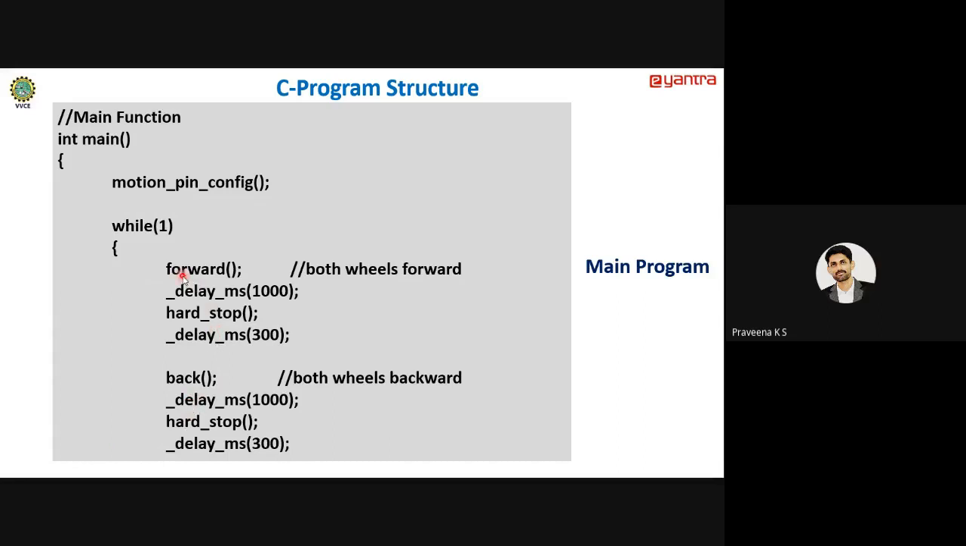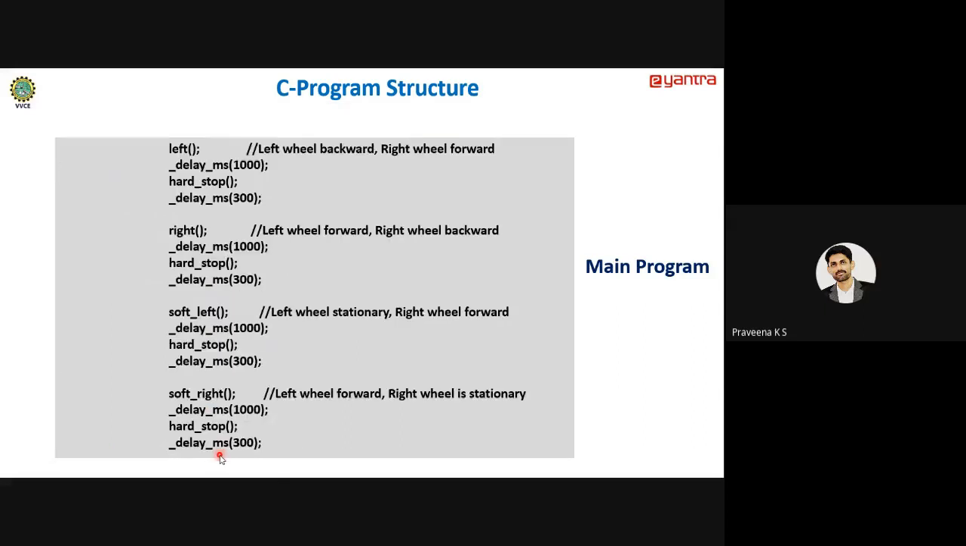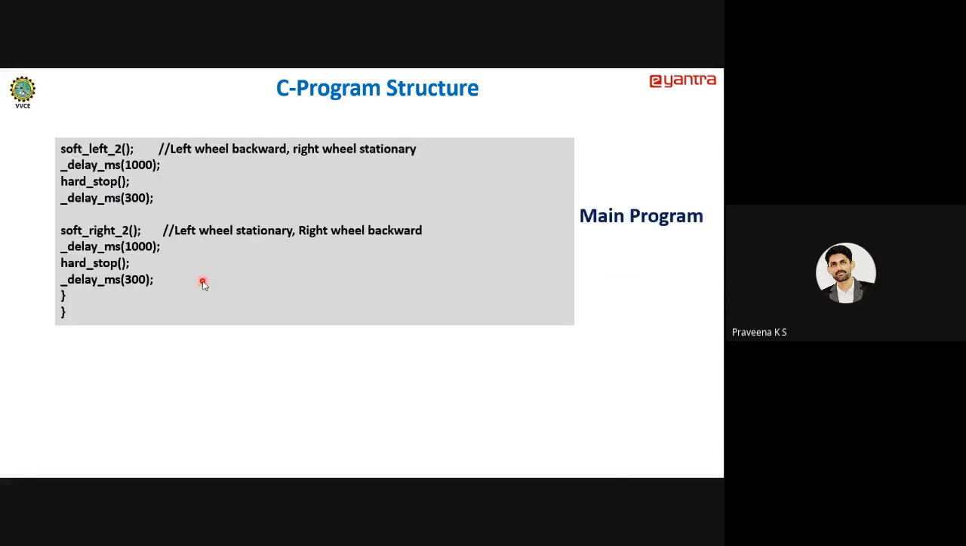Fine. That's why I've written forward, delay, then stop, then delay, then give the back, again hard stop, delay. You can see left, delay, again I have stopped, then again given the delay, then right, delay, hard stop, and delay. Why? Because it needs some time to reset the pins, based on the direction you have given. For that reason, you have to do this. Fine. This is my program.